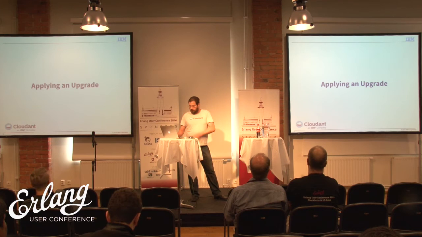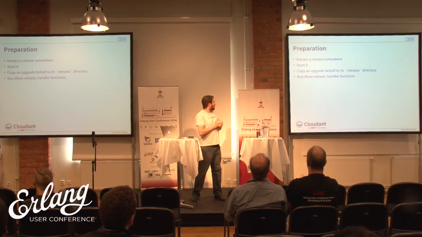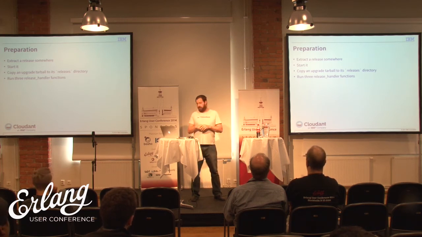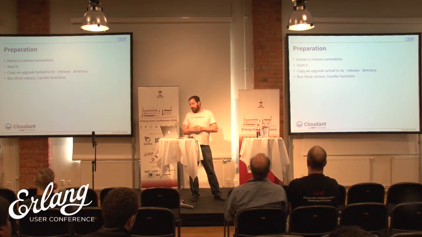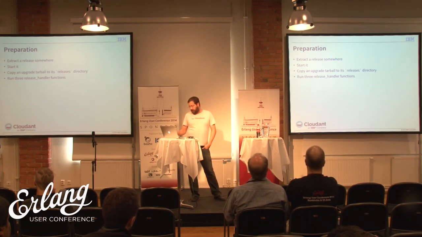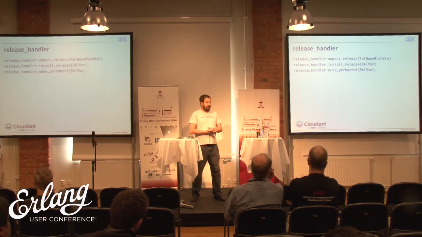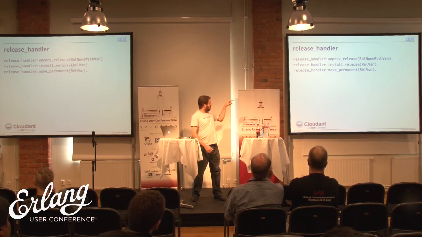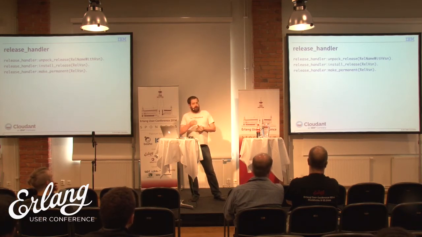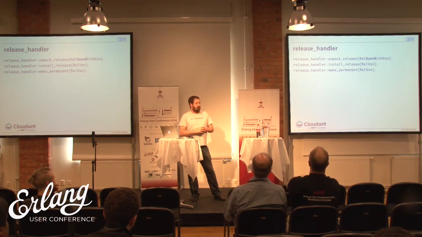So once we have our upgrade created, we have to figure out how to actually apply this thing. If you have an application running, you've expanded a release, you've started it, and it's running, the tarball for the upgrade goes in its releases directory. Then there are three release handler functions. The first thing you'll do is unpack it, then install it, and make permanent. Between the install and the make permanent step, it's important to note that if the node reboots anywhere in there, it goes back to the version where you started. So if you install the release and you think it's not working, you can just kill the node and it'll come back up in the old version, right?